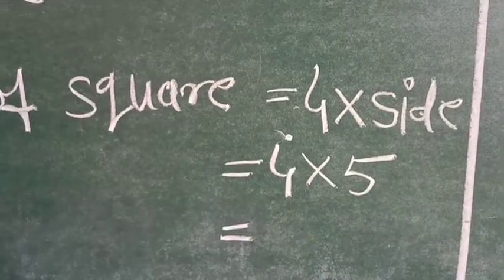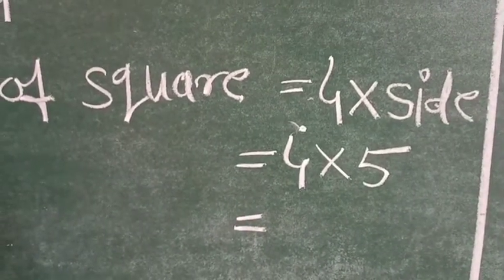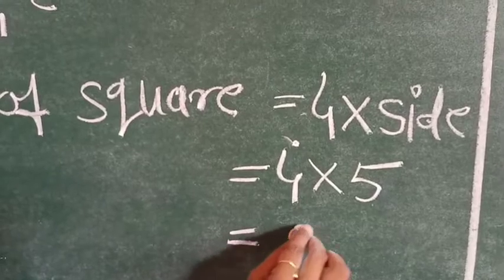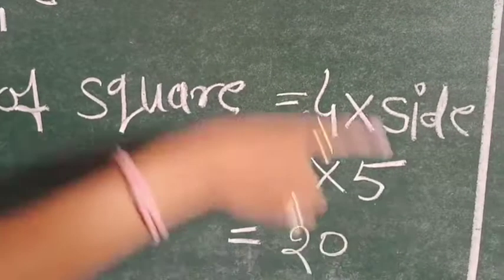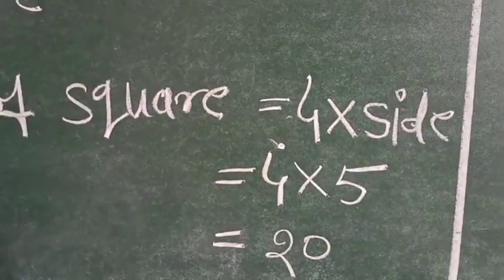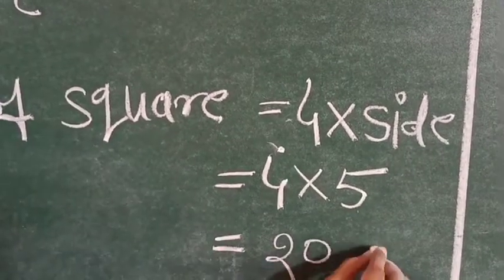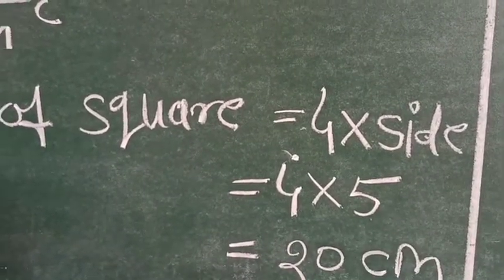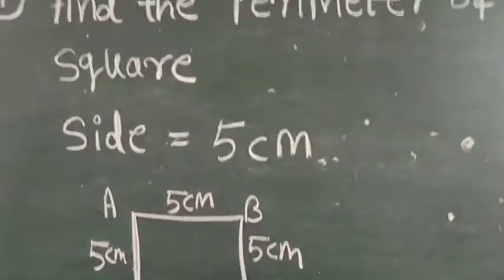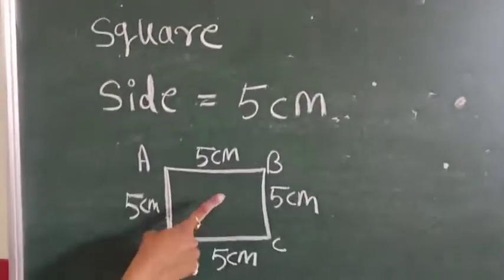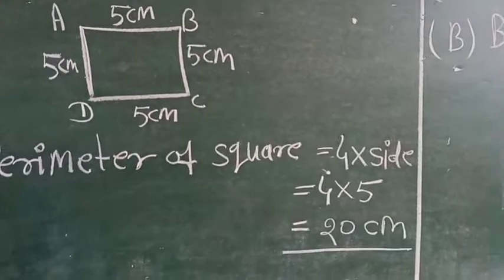5 multiplied by 4. So what is your answer? 5 4s are 20. But you have to write the unit. What is your unit here? Centimeter. So you have to write centimeter here. So this is your answer. The perimeter of this figure, this square, is 20 centimeter.